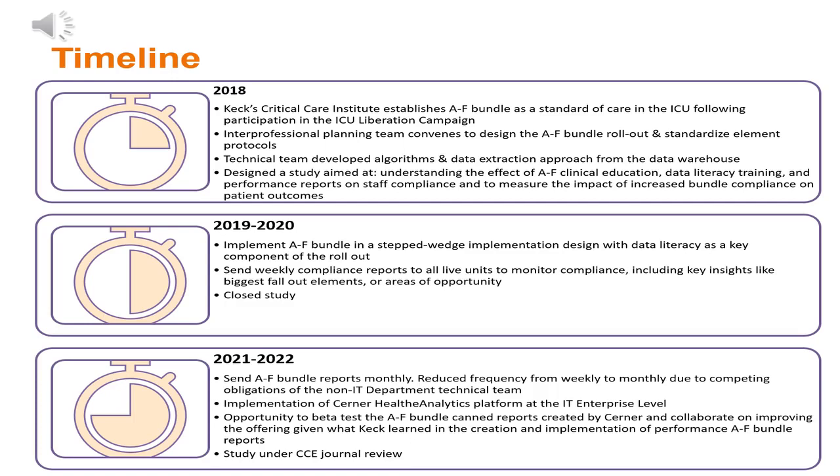In 2019, we implemented the A through F bundle starting with 4 of the 8 ICUs at Keck, using a stepped wedge implementation design. Weekly compliance reports were sent to each unit, including analytical insights, such as which were the largest fallout elements and other key areas of opportunity to improve compliance. From 2021 to today, we implemented the A through F bundle in all 8 ICUs at Keck and shifted our reporting frequency to monthly reports for all units. The reduction in frequency was due to competing priorities for the non-IT department-based analytics resources.